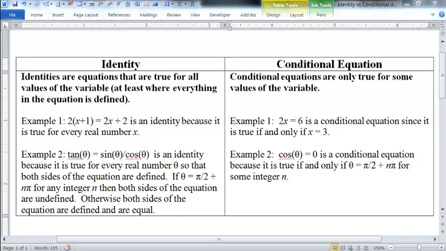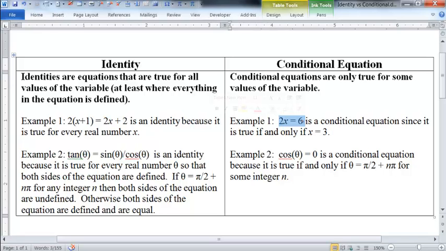On the other hand, look at example 1 on the right side where it says 2x plus 6. Well, that's a conditional equation because that is only true under certain conditions. In fact, the condition is when x is 3. If you plug in x is 3, you work out both sides, you get 6 equals 6. But you plug in any other number, let's say 1, 2 times 1 is 2, 2 equals 6, that's a false statement. So it's only true in certain cases.